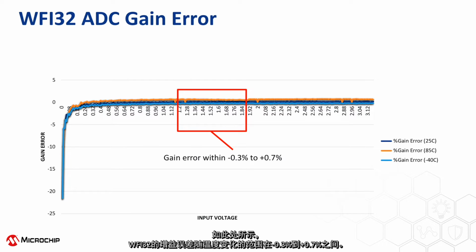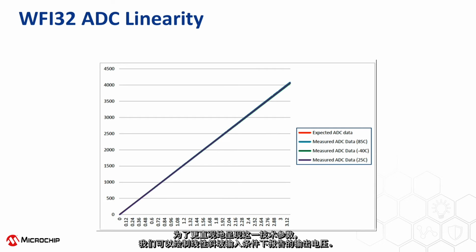0.7% over temperature. To visualize this specification more straightforwardly, we can plot the reported output voltage for a linear ramp input. As you can see here, the reported output follows the input across the temperature very closely. What you see here is the best-in-class performance of WFI32.